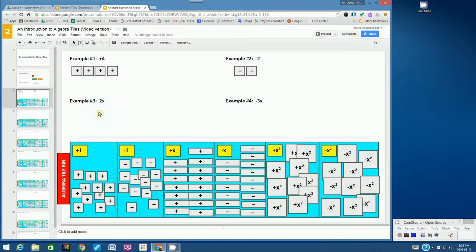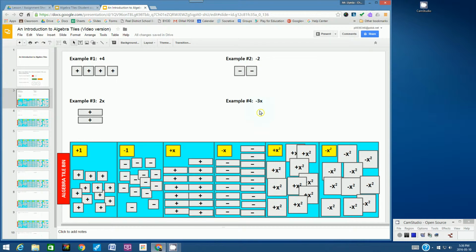Let's go to example 3, 2x. Now if there's no sign in front of it, then assume it's positive. So this is positive 2x. We need to grab tiles from this part of the bin, the positive x's. So we'll grab 1, and then we'll grab 2. Again, you can stack them vertically, or you can have them side by side, horizontally, as long as they're very easy to identify.